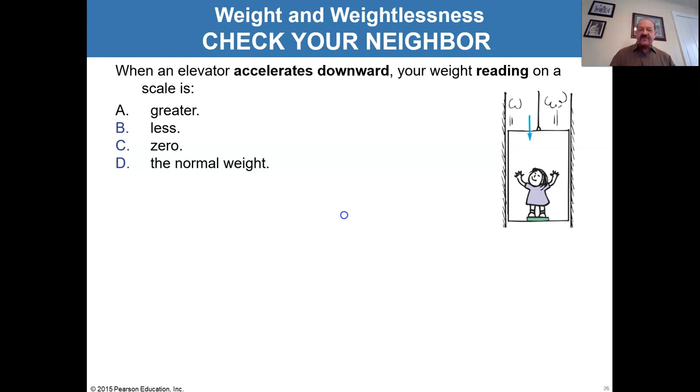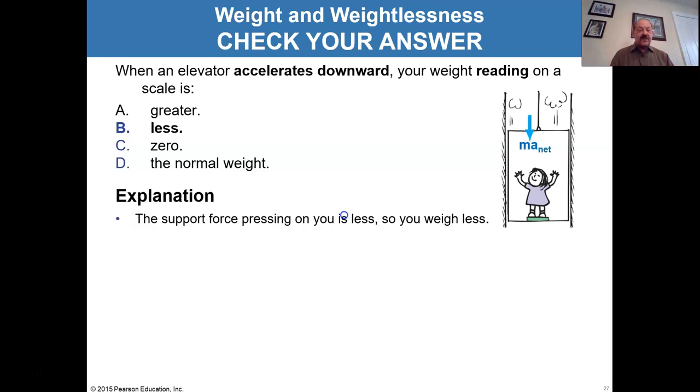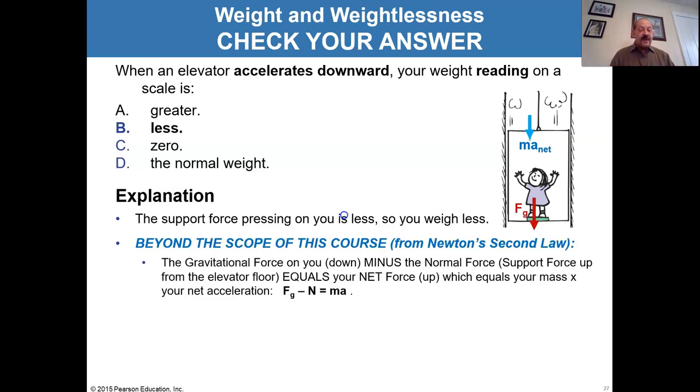Well, by now I think you figured out it's going to be less for exactly the opposite reason. The supporting force of the floor on you is less. It's dropping out from under you in that moment of time. And if you do the math on this, you have a force of gravity down, but you have a small normal force, a small support force up because it's dropping underneath you. It's not pushing up against your feet as much. And as a result, the force of gravity is greater than the normal force.